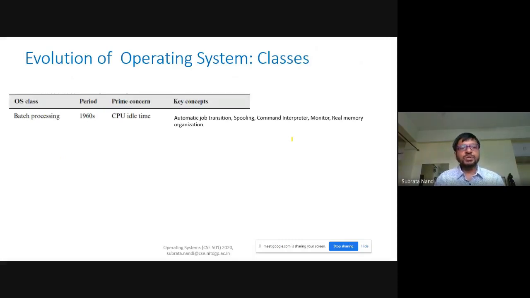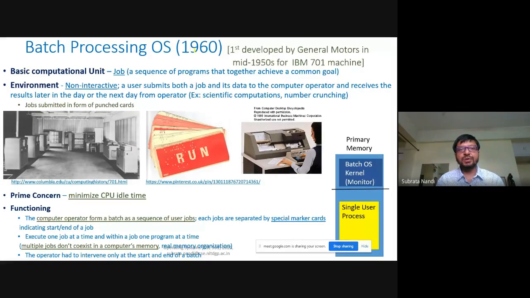So let's start with the batch processing OS, which was written in the early 60s, or you can think of the late 50s. This is the case: batch processing OS, 1960s. The first batch processing OS was developed by General Motors in the mid 1950s for the IBM 701 machine. And if you can see this image of the IBM 701, this is one particular machine.